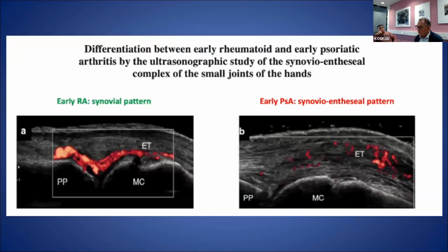It is shown here on the right panel, but first this is what it says here, synovial pattern. So the inflammation is entirely in the joint. Doppler signals are in the joint. But in psoriatic arthritis, you can see some Doppler signals in the joint, but what is obvious is that around this extensor tendon there is inflammation: grayscale changes, fluid and edema, and Doppler signal. So this peritendon inflammation is quite typical for psoriasis and not for rheumatoid.